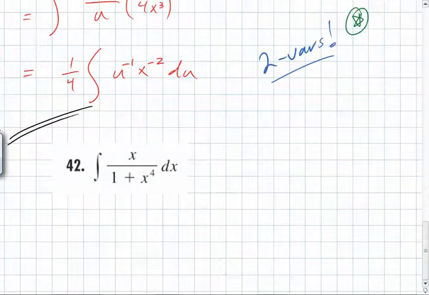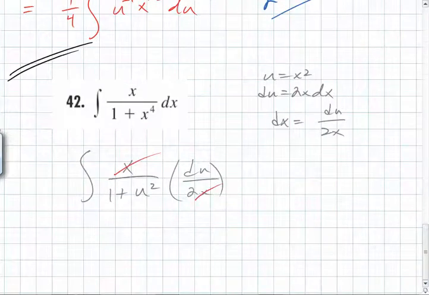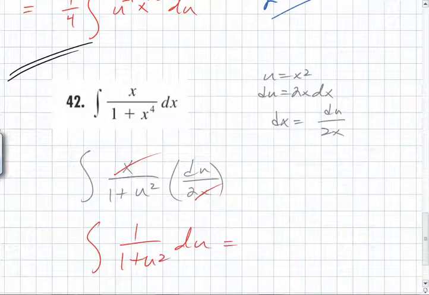So this is a great idea. So what does du equal? 2x dx. What does dx equal? 2x. So what do you end up with? x over 1 plus u squared times du over 2x. What cancels? Did you find it again? What did you find? Yeah, so what is that? That is tangent inverse of u plus c.